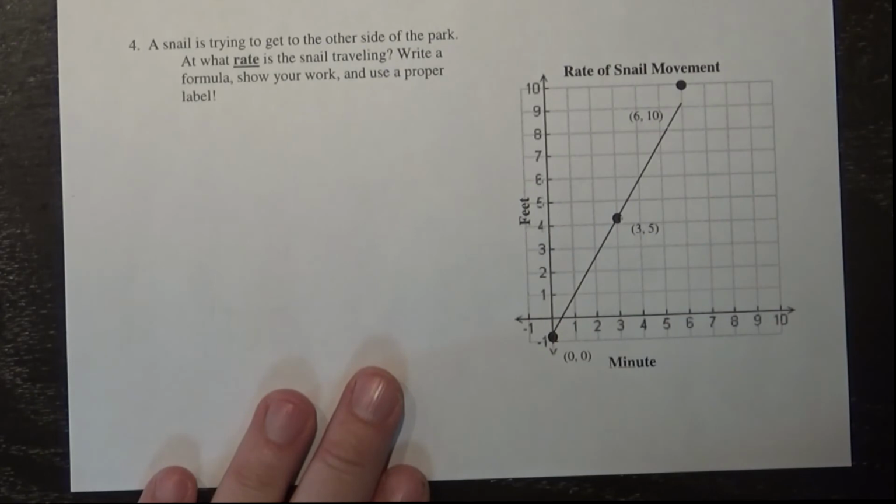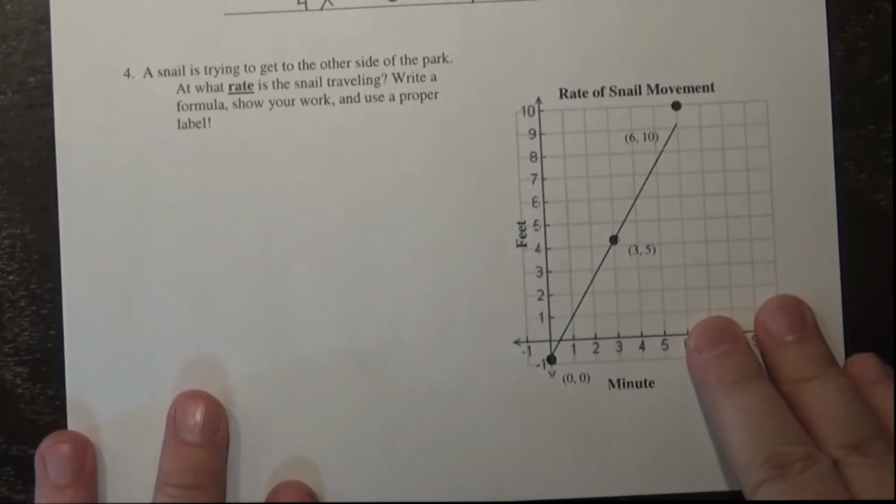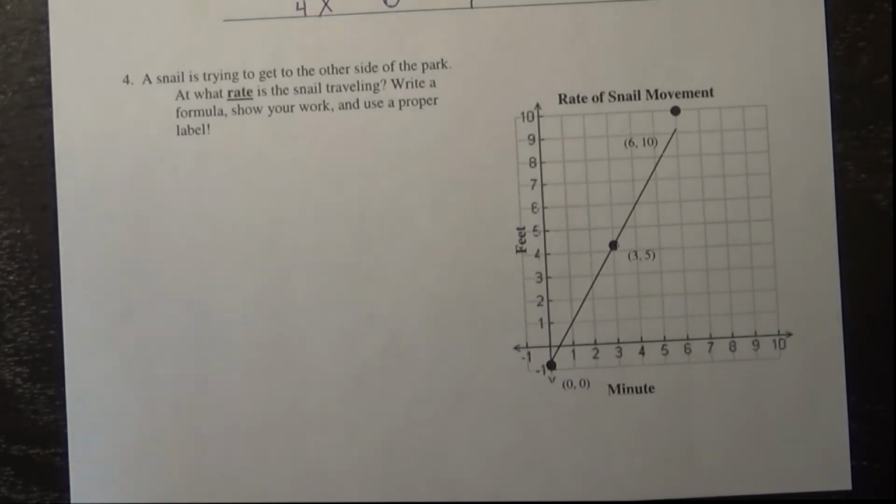Let's move on. We've got a little chart on number 4. We've got the rate of snail movement. On this chart, it says a snail is trying to get to the other side of the park. At what rate is the snail traveling? Write a formula, show your work, and use a proper label.